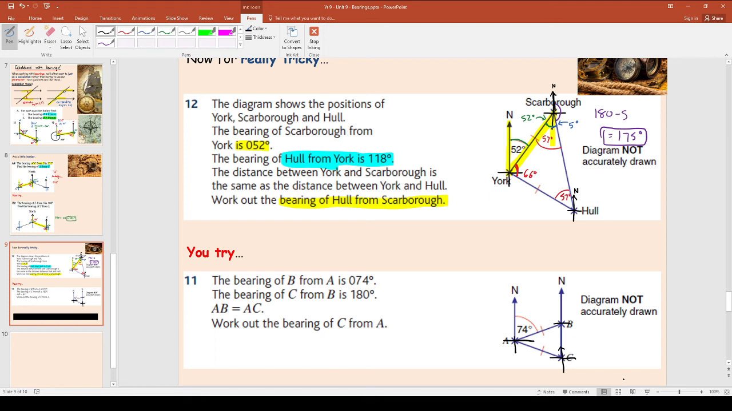The question here says the bearing of B from A is 74. And they did put the 0 in. Note the 0. See, they did put it in. They wanted it to be 3 digits. So 074 is right. And they've got that labeled in for us. The bearing of C from B, so stood at B to get to C, is 180. So in other words, B and C are on the straight line.